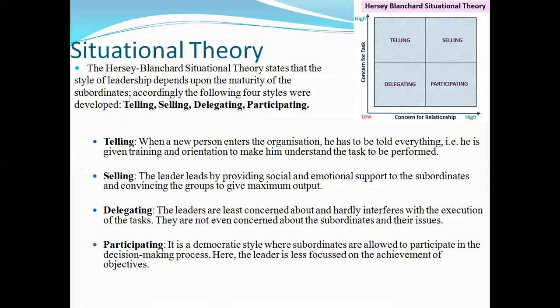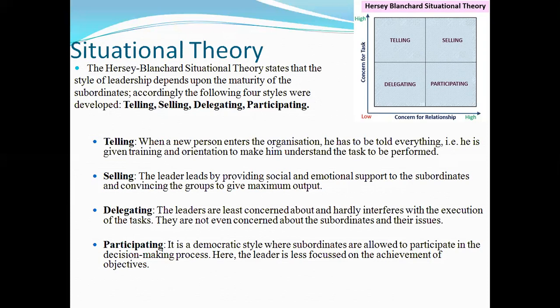In situational theory, proposed by Hersey and Blanchard, which states that leadership depends upon the maturity of the subordinates. So according to the following four styles: telling, selling, delegating, and participating. So based on this, how mature he is will be depending. That will be the outcome of the effectiveness of the leadership.